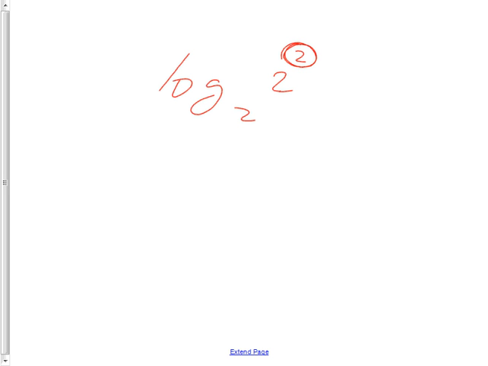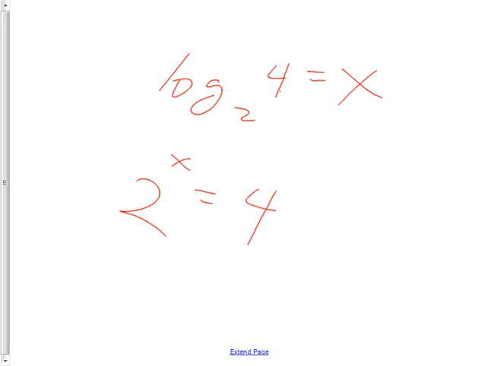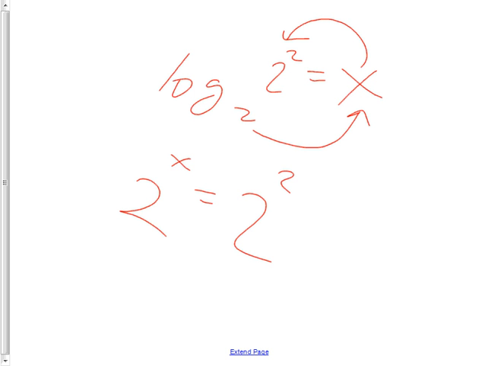Do you want me to prove that to you? I can prove that to you. Watch. Rewrite that for me. What to the what equals what? 2 to the x has to equal 4. Do you get how x has to equal 2? How about this? What if I rewrite the 4 as 2 squared? If I now rewrite it, I've got to say 2 to the x equals 2 squared. Do you get how they have the same base? And therefore, x must equal 2.